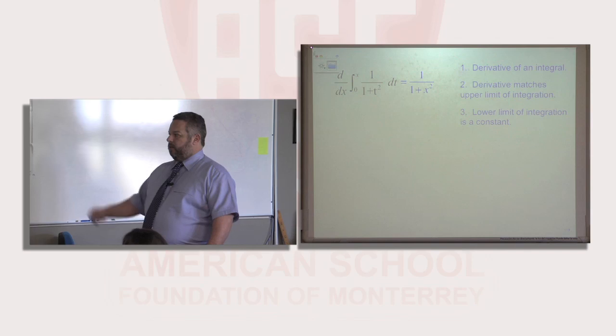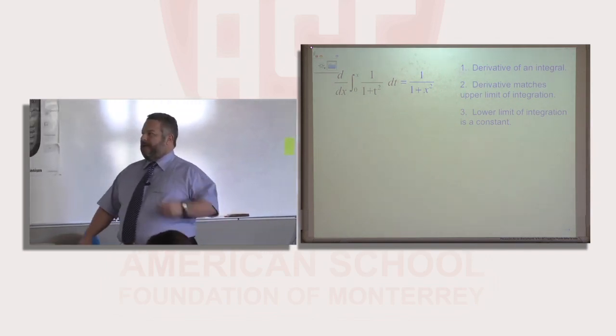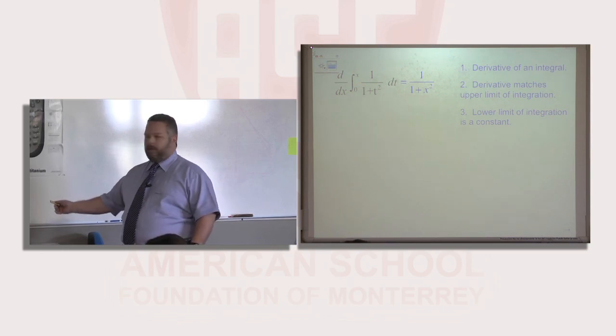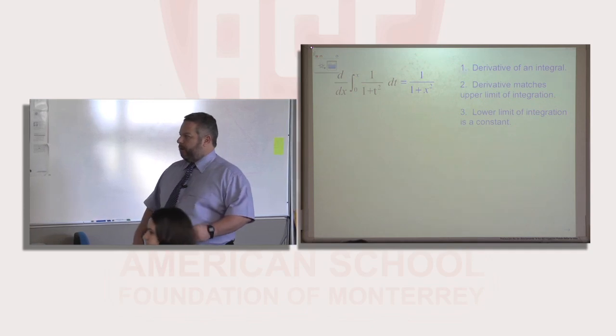The derivative and the integral kind of undo each other. We're left with 1 over 1 plus x squared. It becomes a function of x. Make sense? Okay? Very quick.